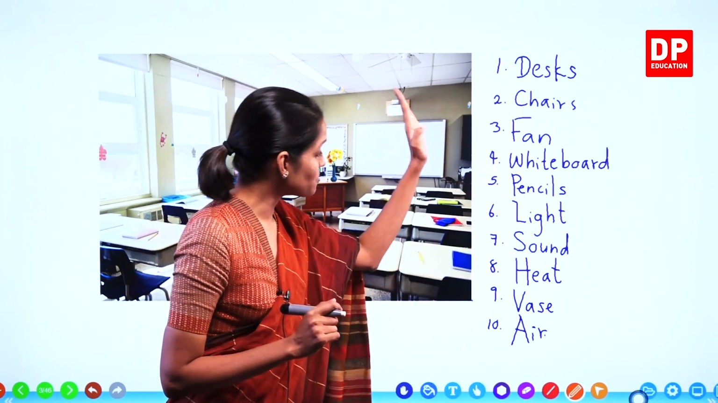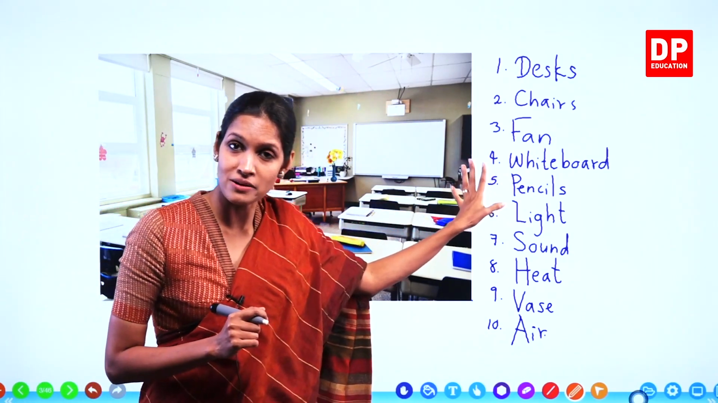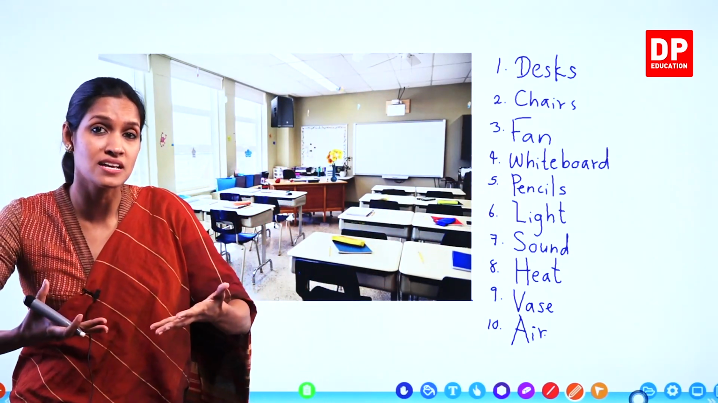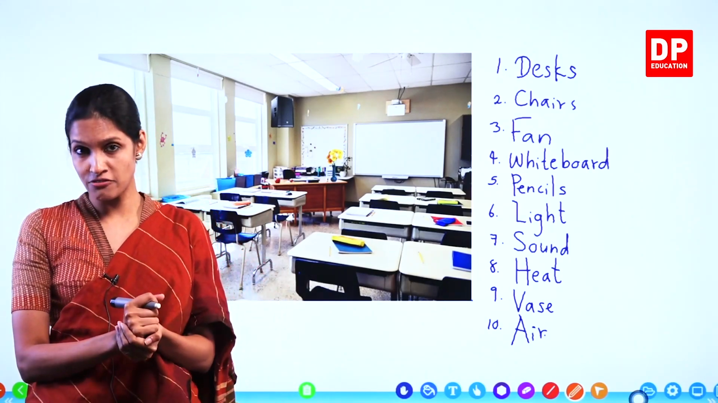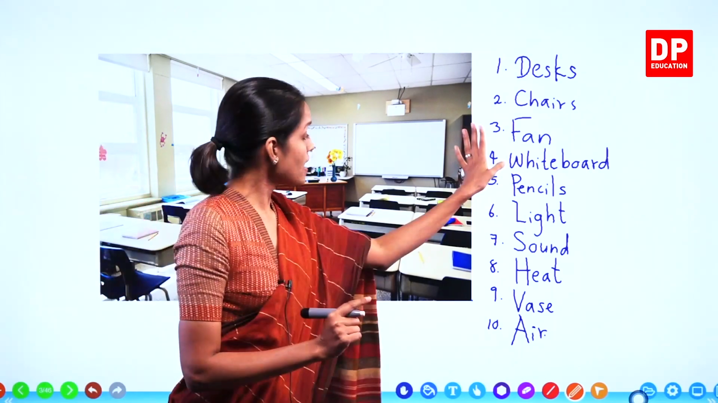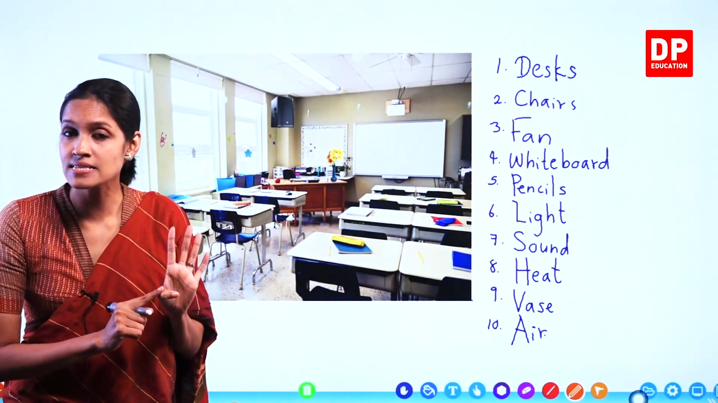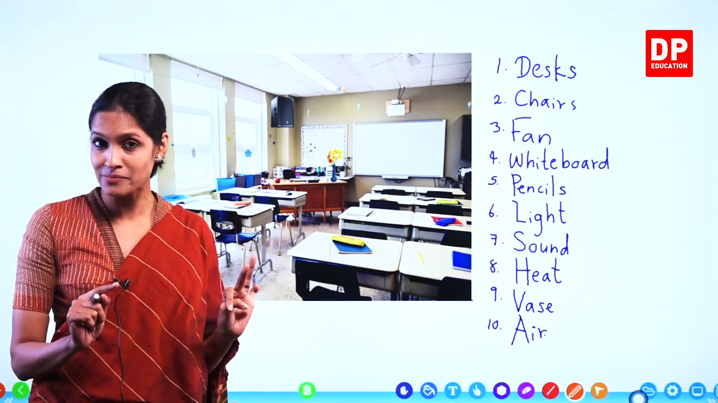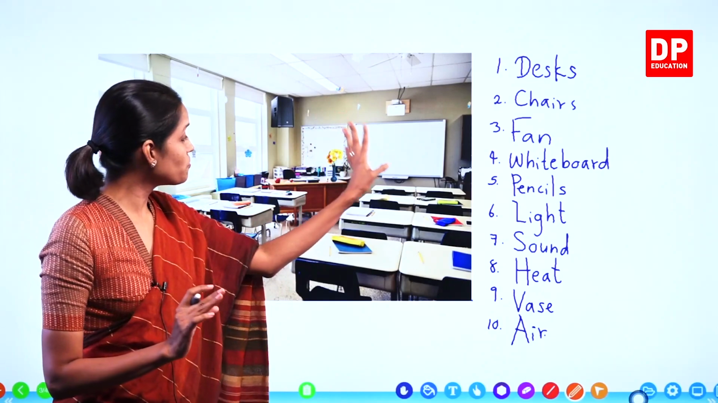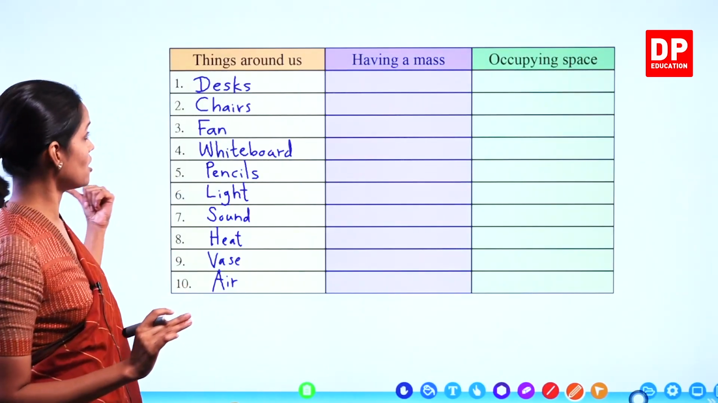Understand? So it's very clear, when we take some objects in the environment, they have a mass and at the same time they occupy a space in the environment. Understand? And some other things are there, they don't have a mass and at the same time they don't occupy any space in the environment. Understand? So we are going to put these things into a table now.